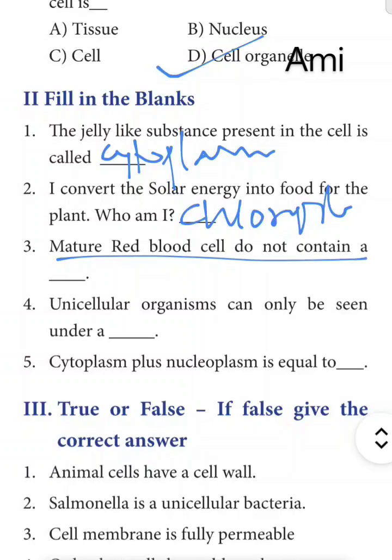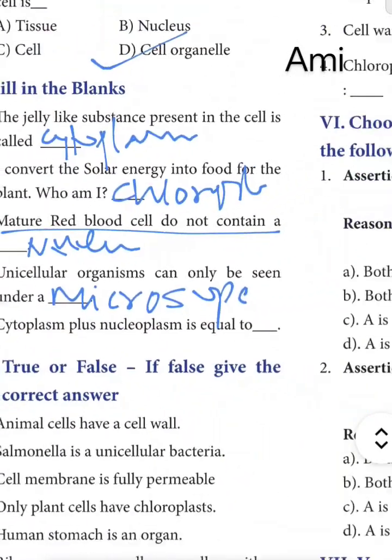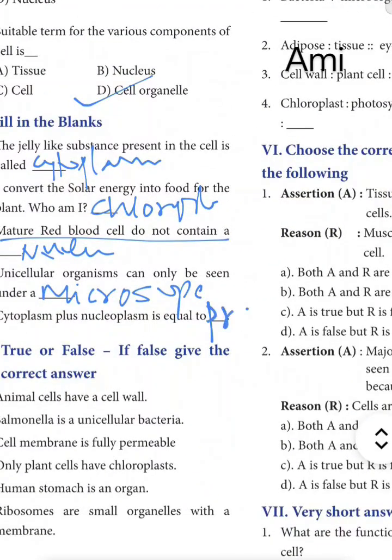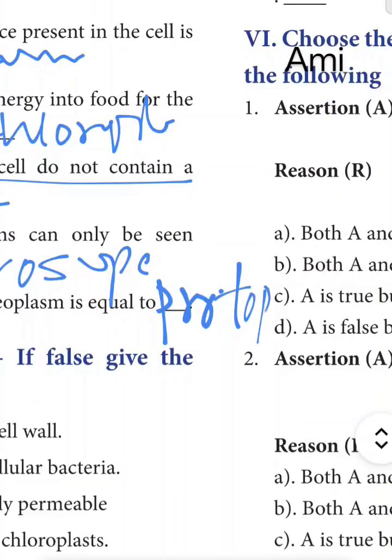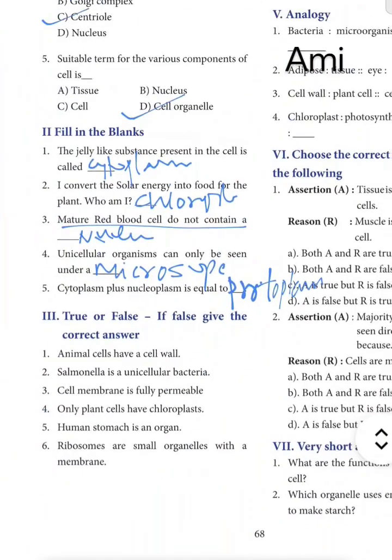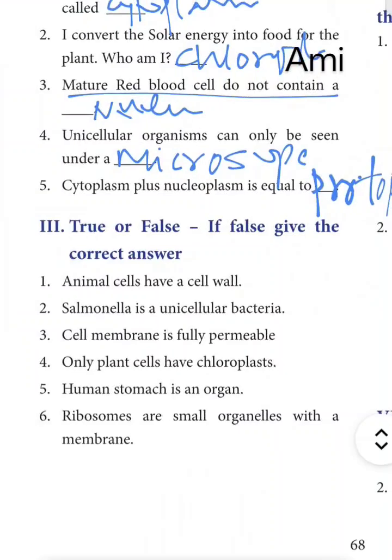Mature red blood cells do not contain a nucleus. Unicellular organisms can only be seen under a microscope. Cytoplasm plus nucleoplasm is equal to protoplasm. Protoplasm. Fine. Next is true or false. Animals have a cell wall. No. Plants have a cell wall. So the first is false.